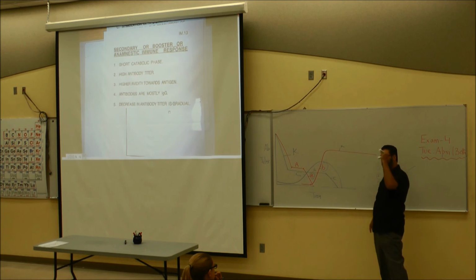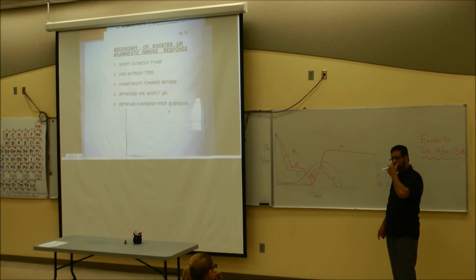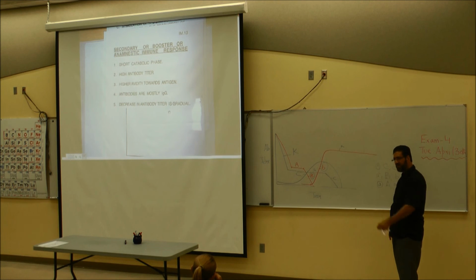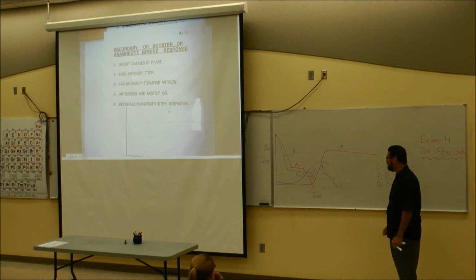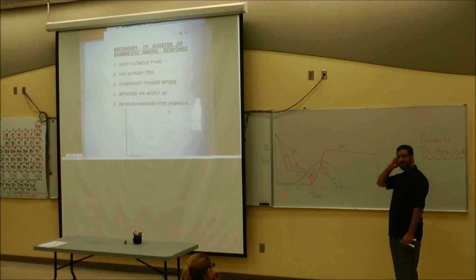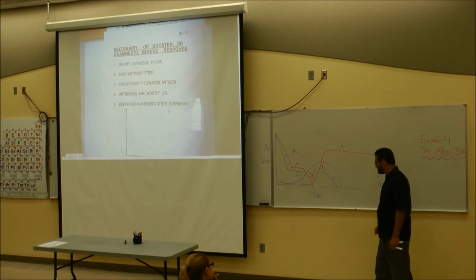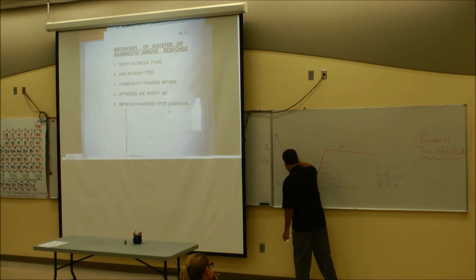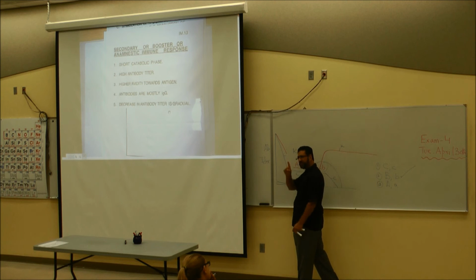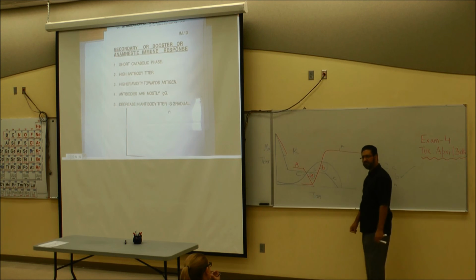Maybe I'm nitpicking here, but shouldn't the phagocytosis of the secondary be shorter in time than the initial? That's true, you're right. That line should be inside the blue. It should be smaller. Thank you. You're right.